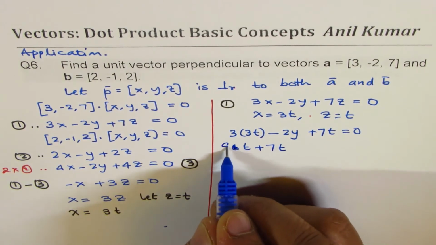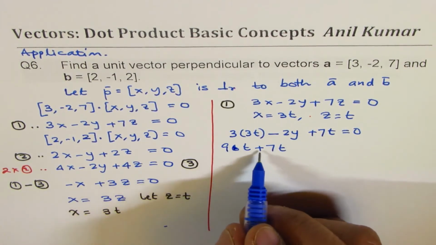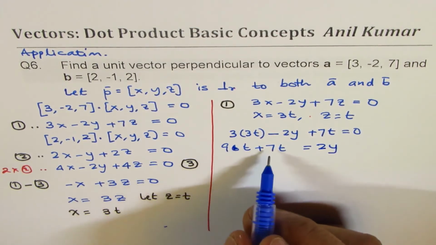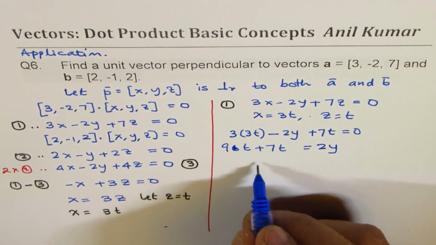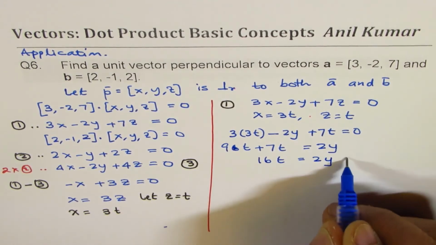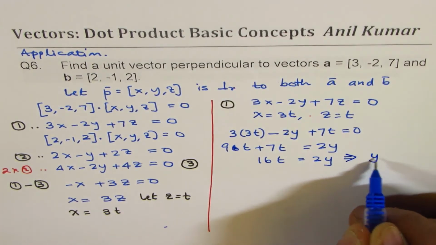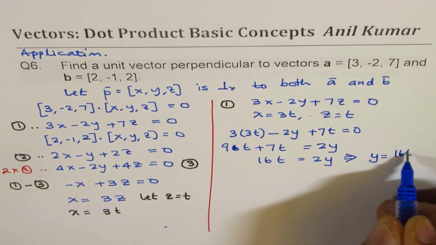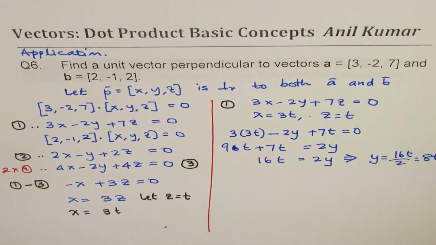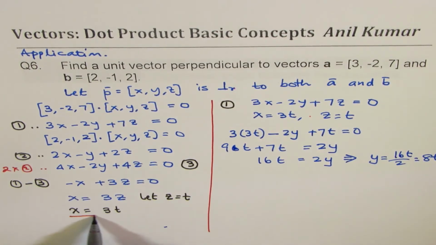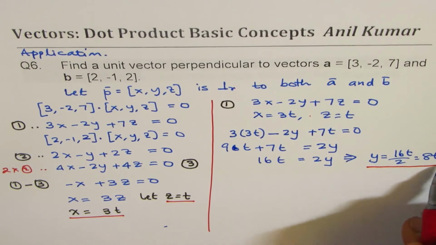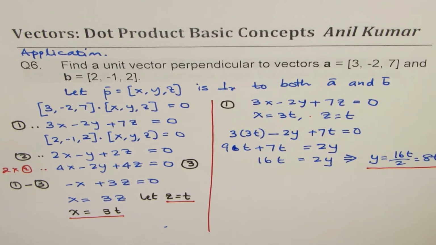I'm sorry, 3 times 3 is 9. 9t plus 7t is equal to 2y. 9 plus 7 is 16. So 16t equals 2y. That gives us y is equal to 16t over 2, which is 8t, right? So we get x as 3t, we substituted z as t, and now we get y as 8t.